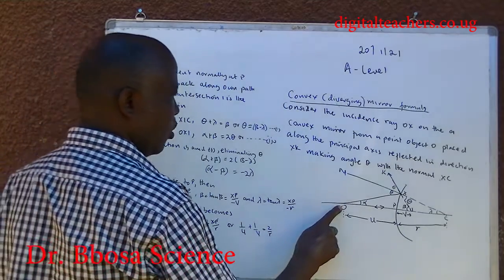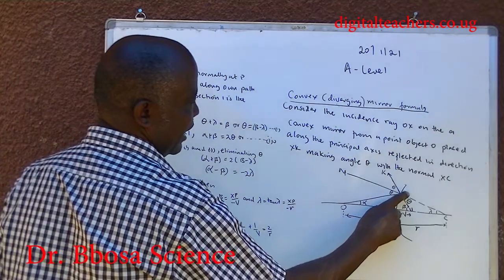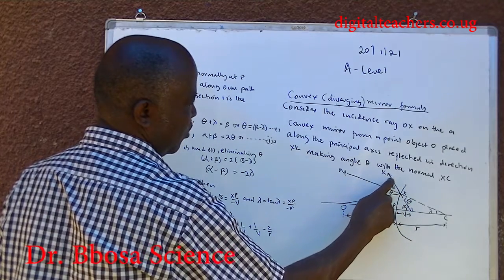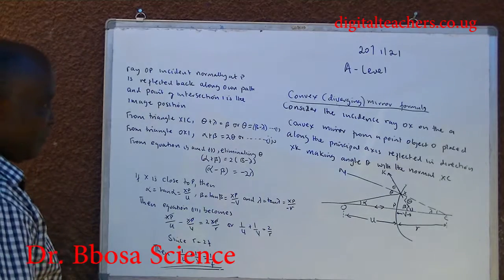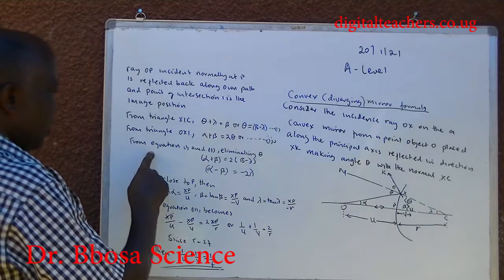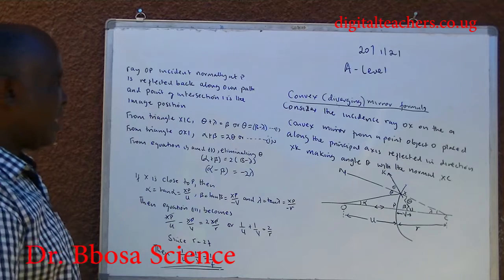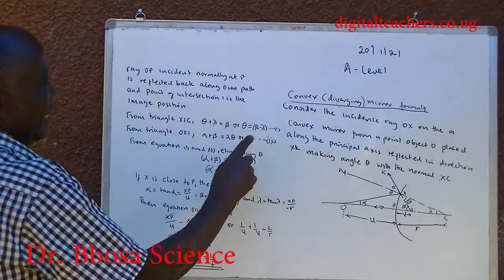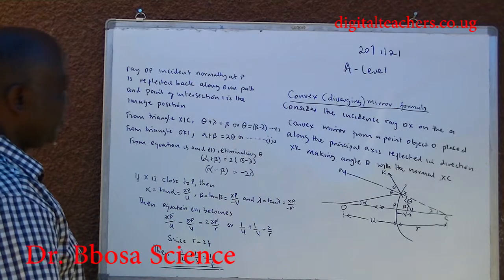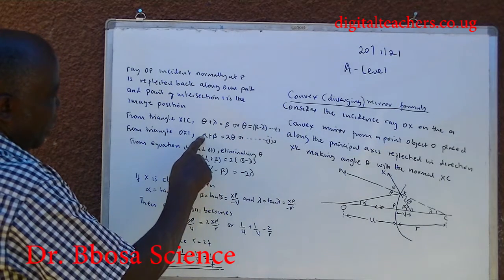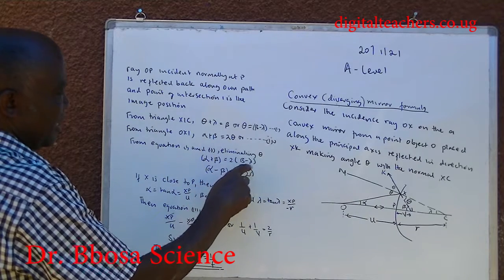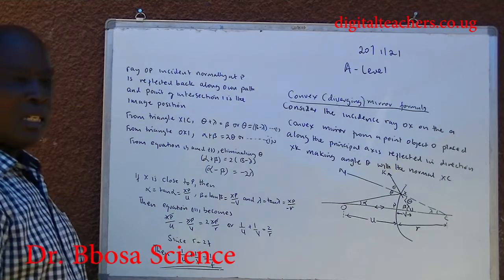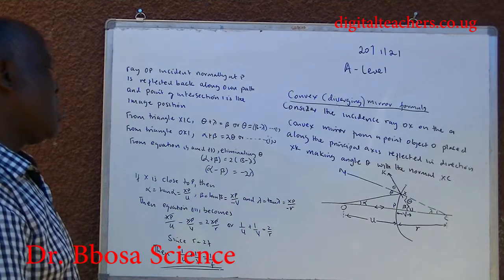From triangle OXI, alpha plus beta is equal to 2 theta. From equation 1 and 2, eliminating theta, we substitute for theta with beta minus lambda. Therefore, alpha plus beta is equal to 2 into beta minus lambda, or alpha minus beta is equal to negative 2 lambda.